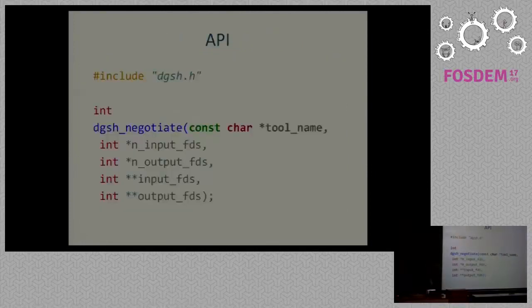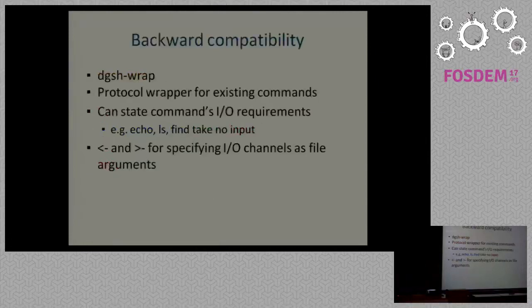There's an API with a single command. You can convert any Unix program to work with dgsh. So what you do is you call dgsh_negotiate. You pass the tool name, the number of input file descriptors and output file descriptors that you want, and as a result, you get the input file descriptors and output file descriptors that your tool can use. So you say, I want 4 input file descriptors and 5 output file descriptors. You get them, and you play with them, and that's all. For backward compatibility for existing tools, if you don't want to adapt them with the API, there is a command called dgsh-wrap that allows you to specify whether the command is mute, doesn't have any input, or whether it doesn't produce any output.